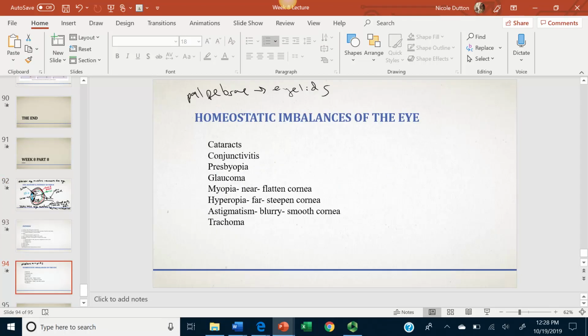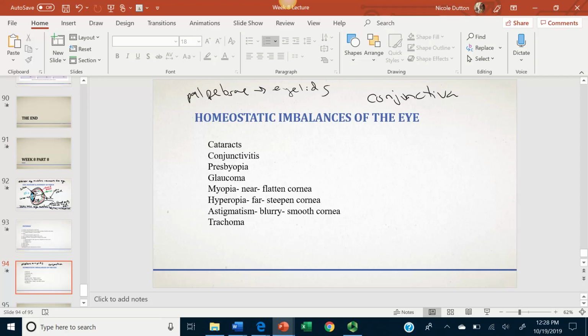Conjunctivitis is an eye infection. Presbyopia is, just to kind of reiterate what conjunctiva are. Conjunctiva is the connective tissue covering of the inside of the eyelids and the outside of the eye. So when we say conjunctivitis, we're talking about inflammation of the conjunctiva, or that membrane that surrounds the inside of the eyelids and the outer eye.